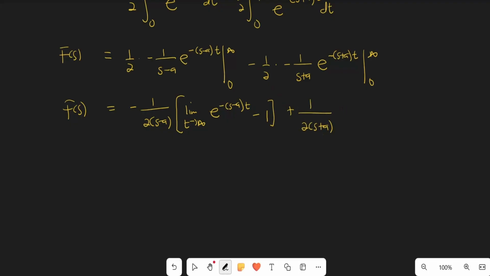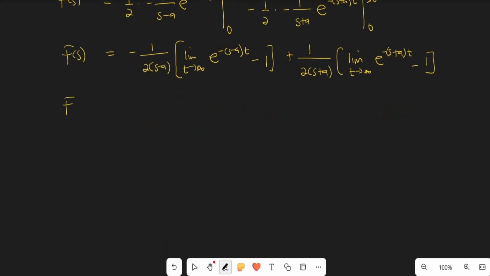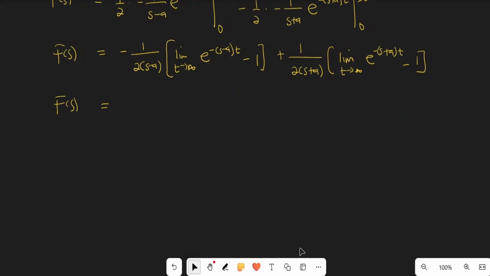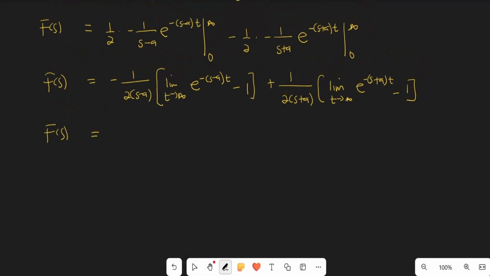And now let's take the limit. So we are taking the limit as t goes to infinity of e raised to the power negative s plus a times t, minus plugging in 0 again. This one goes to 0 as t goes to infinity, and then e raised to the power 0 is 1. Cool stuff. So F of s is equal to, so here we are now going to impose the assumption. The assumption that we are imposing here is that s is strictly greater than a, in order for us to solve this.